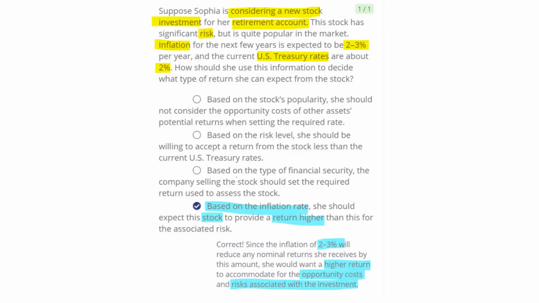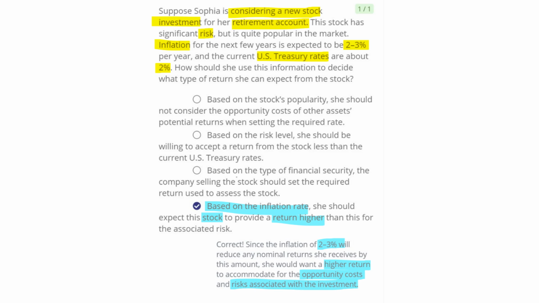Suppose Sophia is considering a new stock investment for her retirement account. This stock has significant risk but is quite popular in the market. Inflation for the next few years is expected to be 2-3% per year, and the current U.S. Treasury rates are about 2%. How should she use this information to decide what type of return she can expect from the stock?